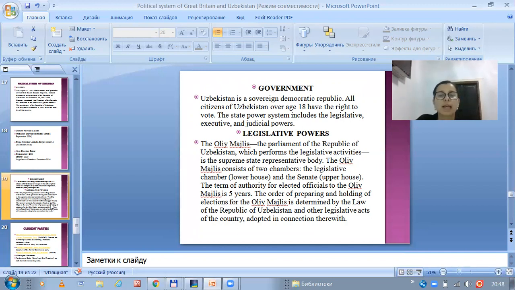The order of preparing and holding of elections for the Oliy Majlis is determined by the law of the Republic of Uzbekistan and other legislative acts of the country adopted in connection therewith.